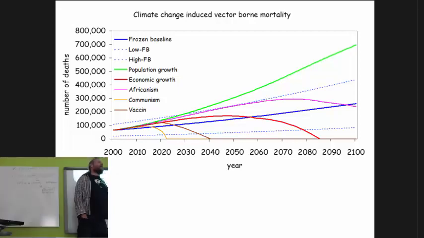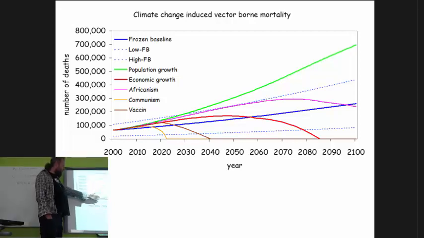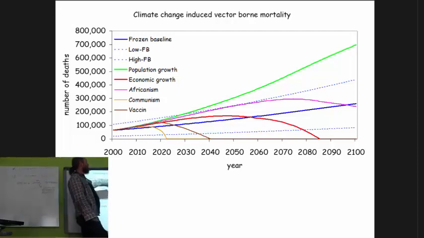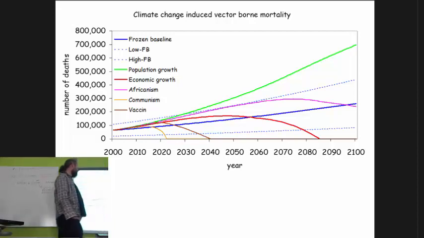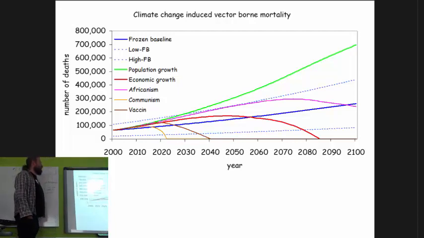Then in green you're looking at a scenario where both climate changes and population grows, and then you're talking about 750,000 people dying each year just because of climate change related malaria. And this is the number that some environmentalists are very keen on showing.